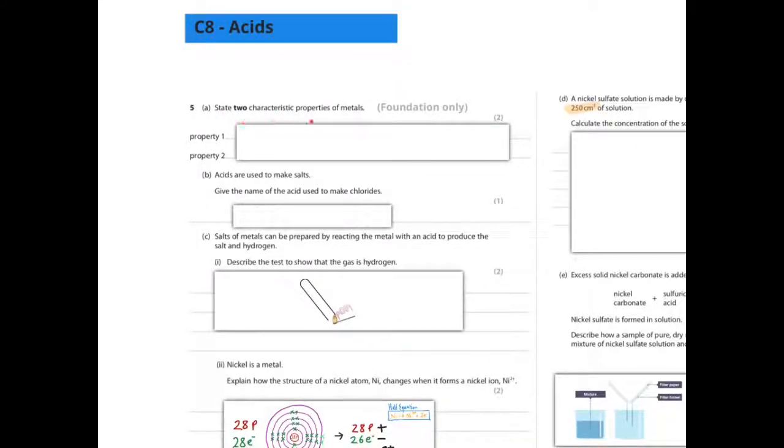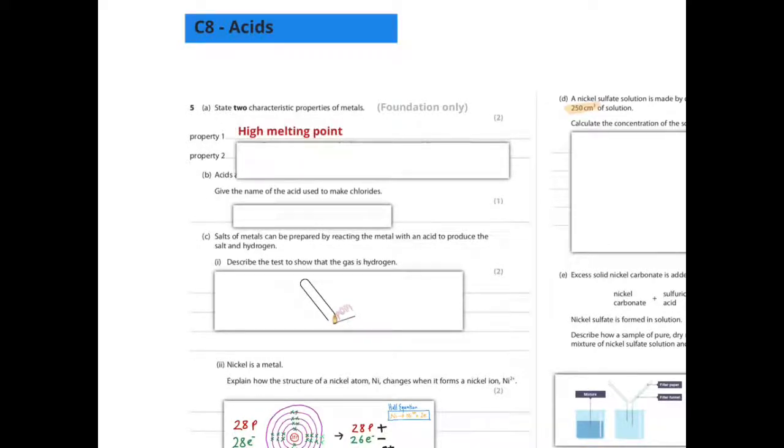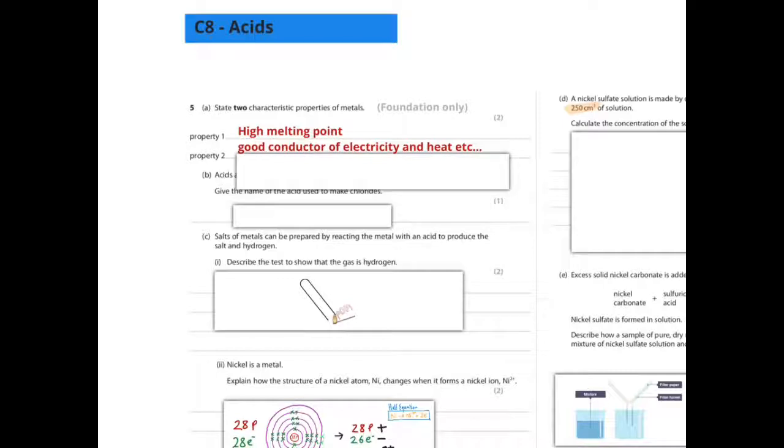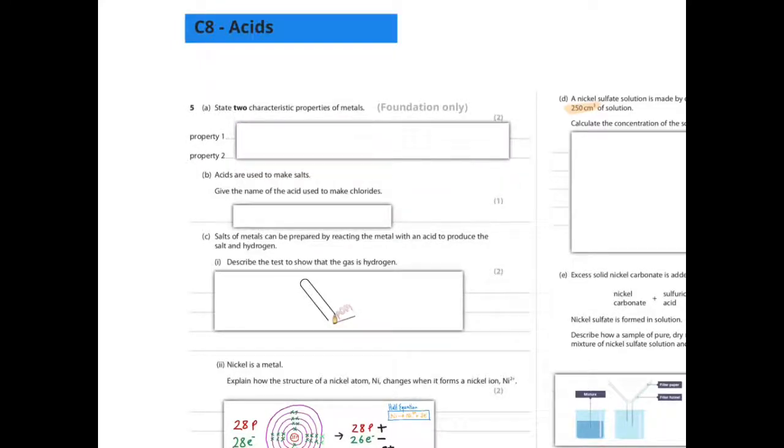State two characteristic properties of metals. So any two would do. For example, you can have high melting point, good conductivity of electricity and heat. Those are two of the most common ones, but anything else would work, ductile, that sort of thing.